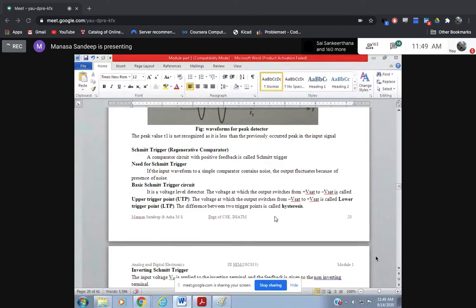Okay. So there is one more name for the Schmitt trigger. It is also called a regenerative comparator. Okay. What exactly is the Schmitt trigger?